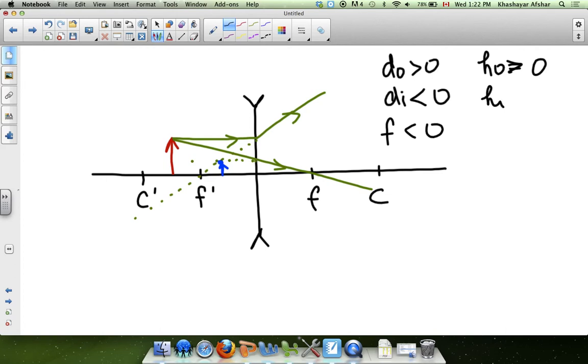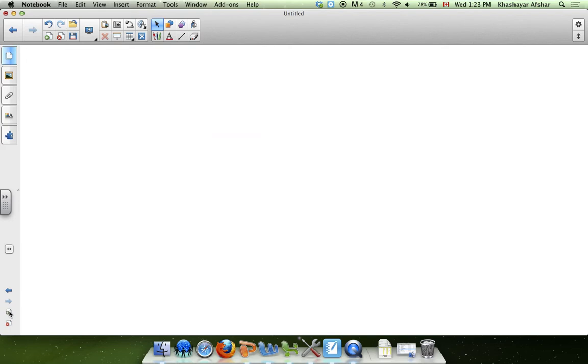The height of the image is also positive because it's right side up. And therefore, the magnification is the same as the other two previous examples. So less than 1, but greater than 0. Okay? All right, we're getting through this quick. Let's do the one on the F.